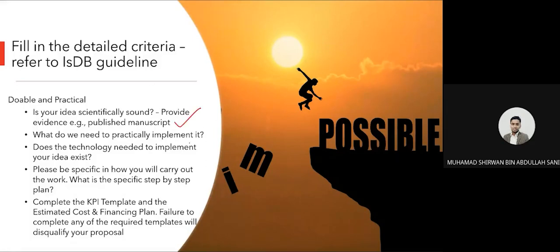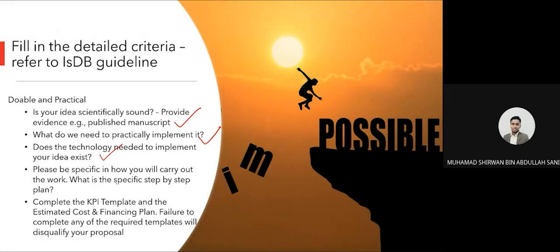What do we need to practically implement it? Okay, you may say that some equipment that you may need, or some cheap technology that can help assist poor countries or least developed Muslim countries, for example. Okay, so does the technology needed to implement your idea exist? Is it a new thing, or is it already there but you need to improve it?